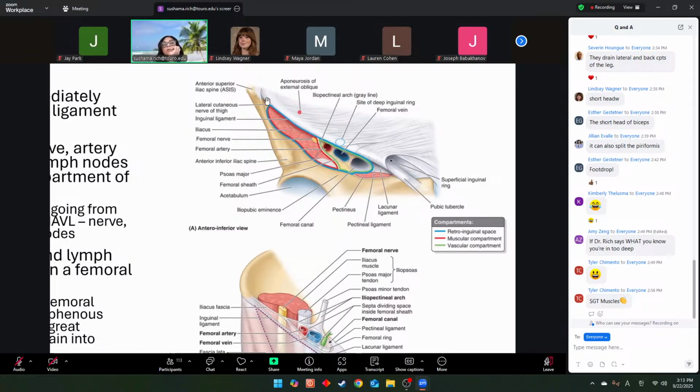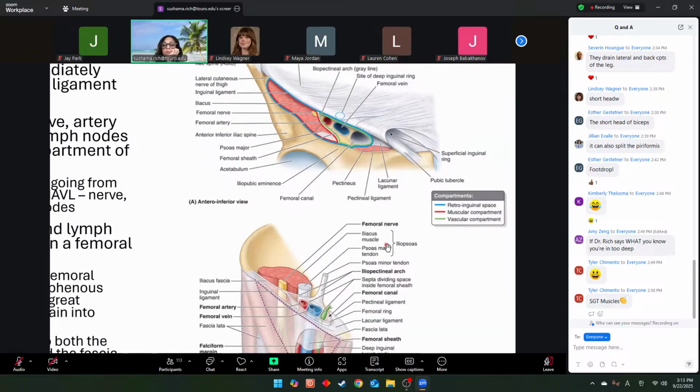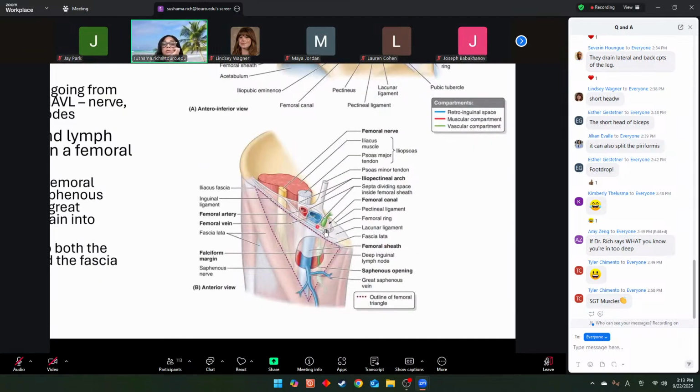So here's the inguinal ligament, right? Anterior superior iliac spine to the pubic tubercle is the extent of the inguinal ligament. If you look, this is the femoral sheath, right? This is the femoral sheath. The nerve is outside the sheath.